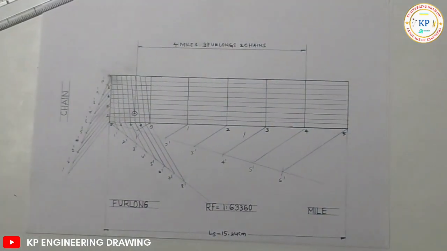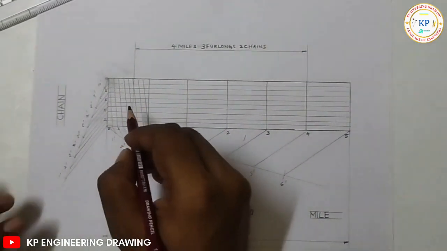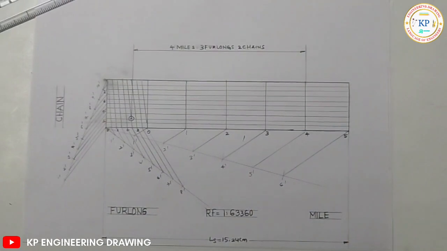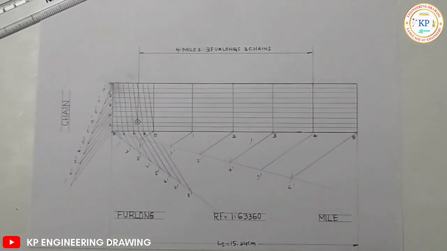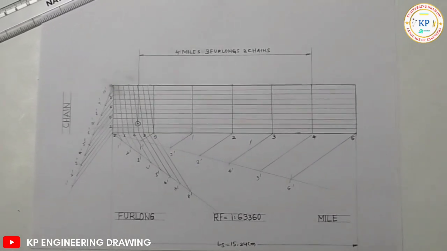So this is the way to draw the problem and mention the distance. So with this problem we'll conclude the class. And in the next class we will see one more problem.